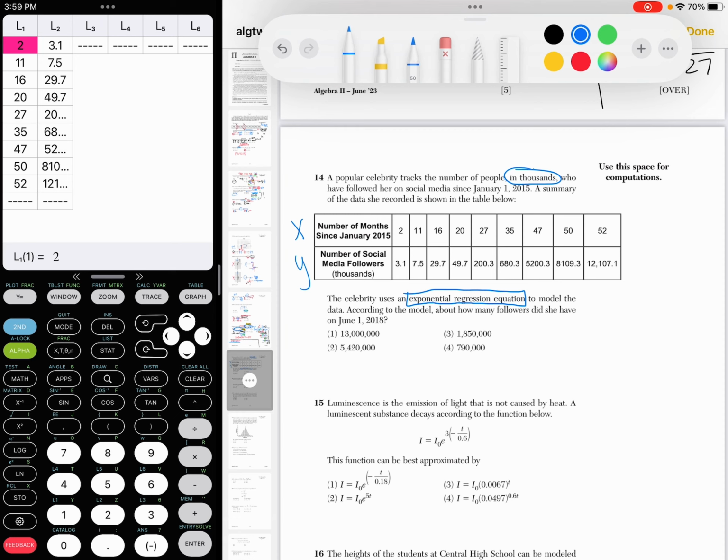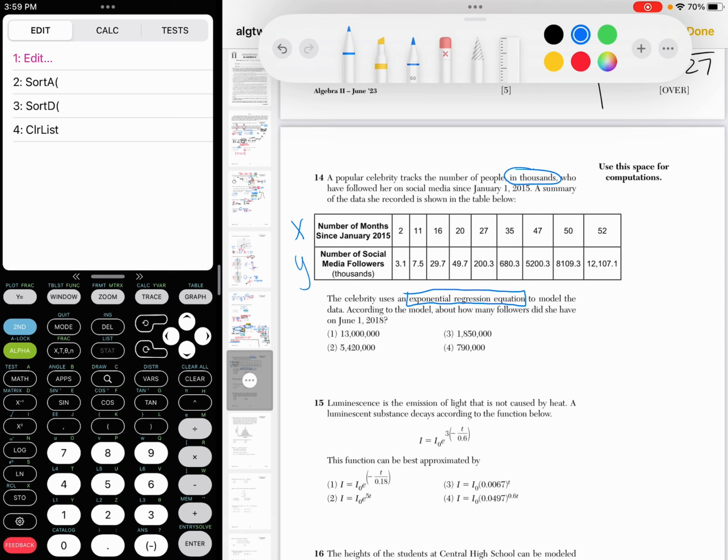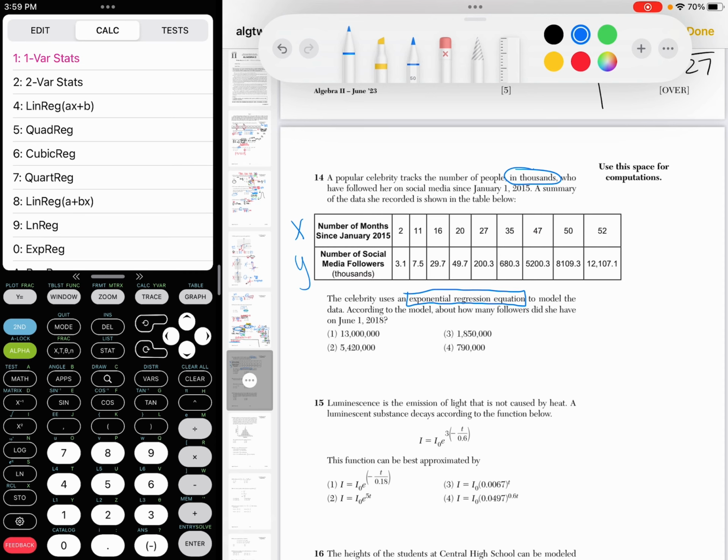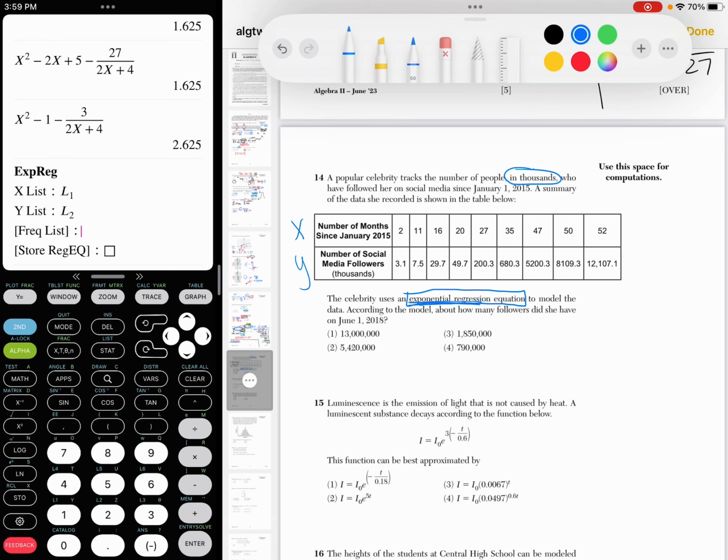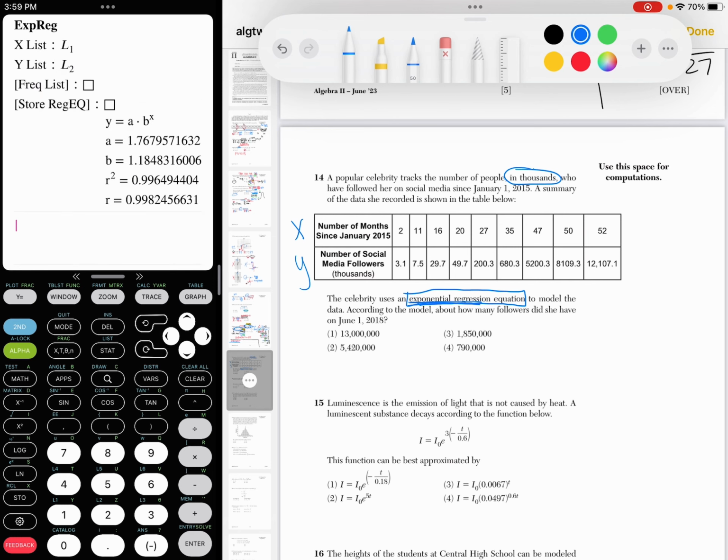And then your next step is to press stat again. You are going to go over to calc. And then remember, it's telling you what to do. We're doing exponential regression. So you're going to scroll down to the choice that says ExpReg. It abbreviates it for you. So for exponential regression, you should have L1 in your X list, L2 in your Y list, no frequency list, just press enter.